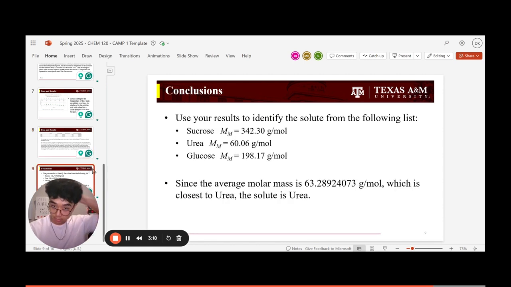Finally, for our conclusions for the identity of the solute, since the average molar mass is 63.28924073 grams per mole, which is closest to that of urea, the solute is urea.